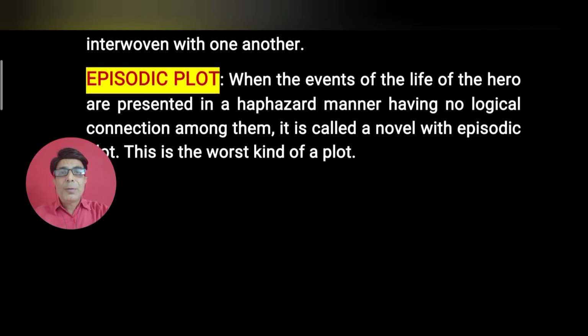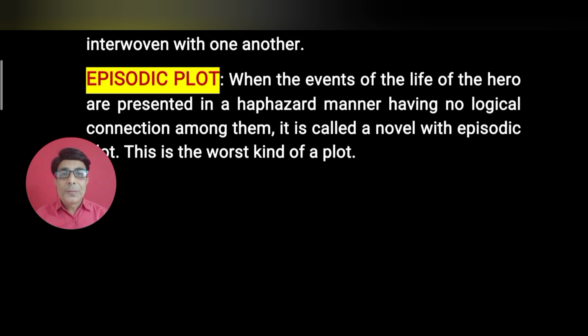The third type of plot is episodic plot. When the events of the life of the hero are presented in a very haphazard manner, when there is no logical connection among them, and they are presented as separate events only in the novel, that novel, friends, is considered a novel with episodic plot. And remember, friends, this is the worst kind of plot.